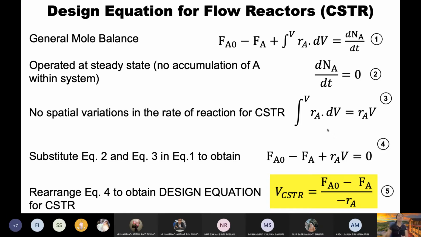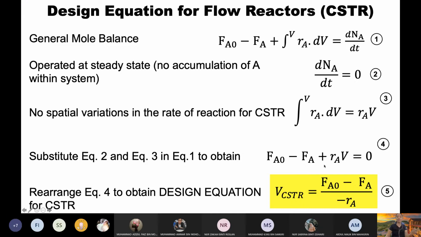So now what happens to the equation? dN/dt is already zero, and the integral of rA dV becomes rA V. When we apply this to the original equation, you will see FA0 is still there because it has inflow. In a flow system, we always have inflow. So FA0 is maintained. FA is also there, because we have inflow and we have outflow.